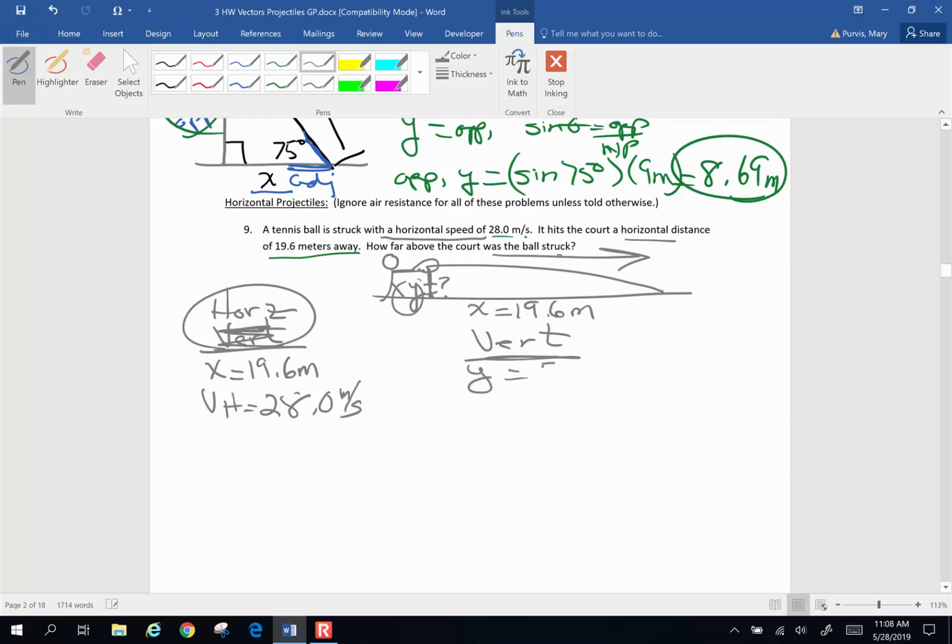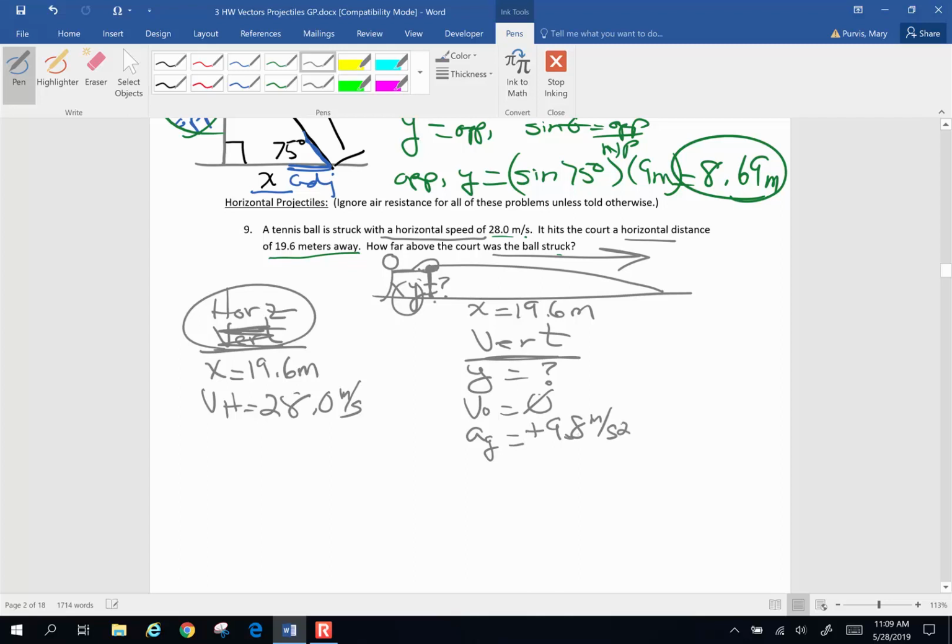Now, if it goes in this direction, what is its original vertical velocity? It's 0. It's just as if it got dropped from this unknown height. So its original vertical velocity is 0, but we do know it's going to be accelerated downward by gravity. So we know the acceleration of gravity is a positive 9.8 meters per second squared.